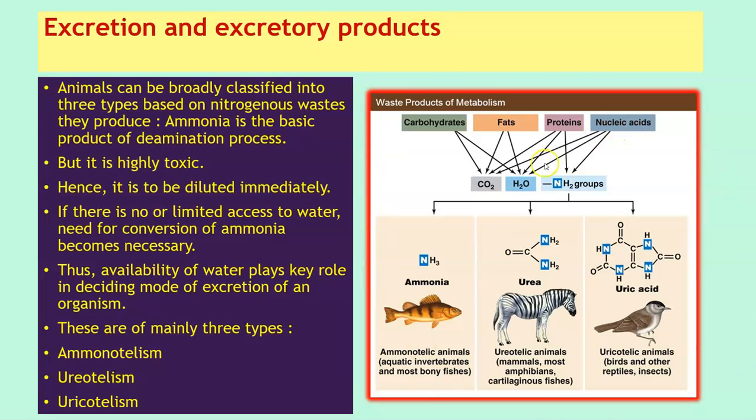Have a look at this image here. You can see here ammonia is being eliminated in different forms. In ammonotelic animals, ammonia is directly eliminated from the body. The next type is ureotelism.